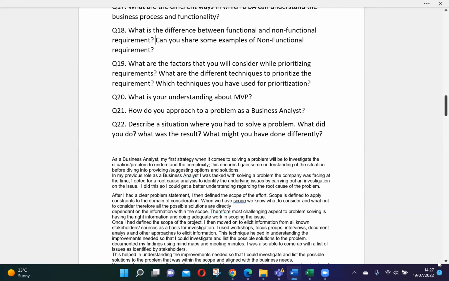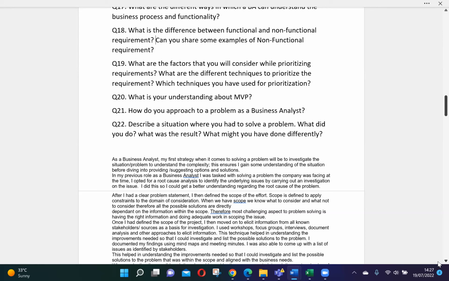And which technique have you used for prioritization? So you don't use MoSCoW analysis in Scrum? No, it's not that you don't use it. You can use MoSCoW also. So which technique have you used for prioritization? Always say MoSCoW. That's must have, should have, could have, and won't have.